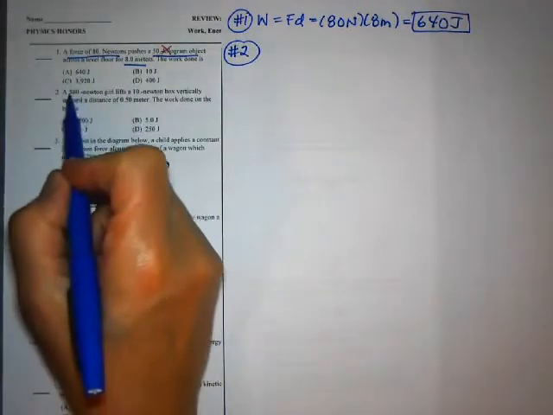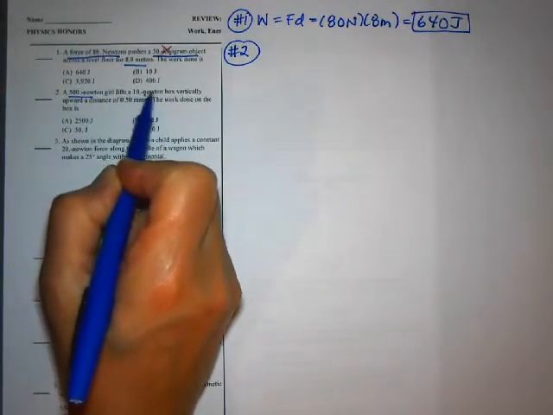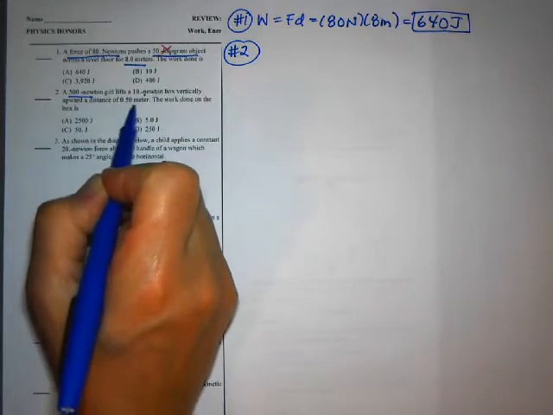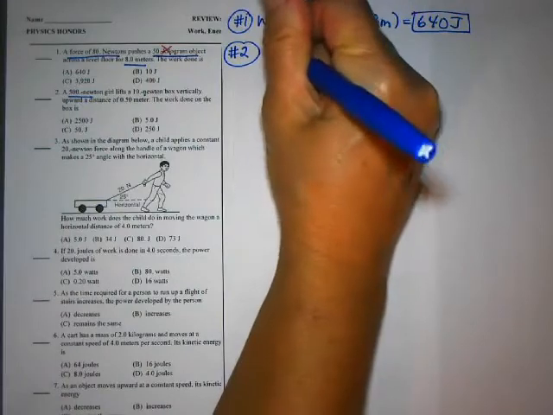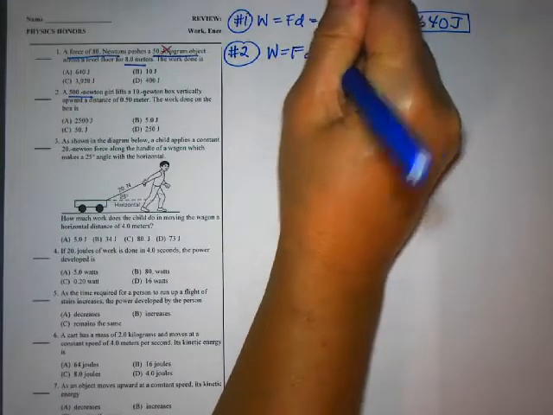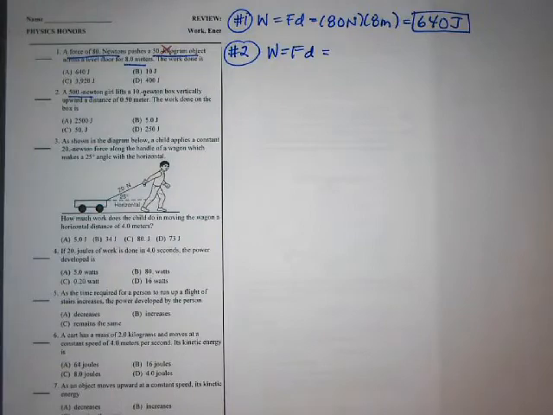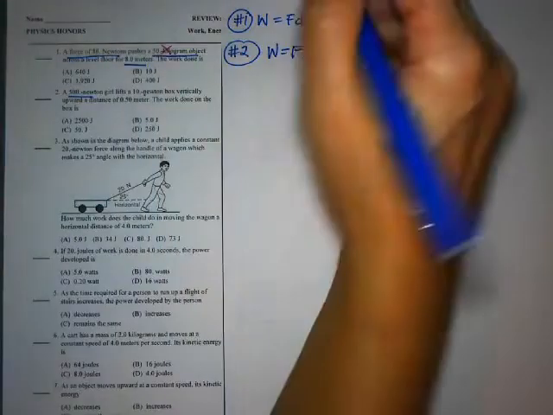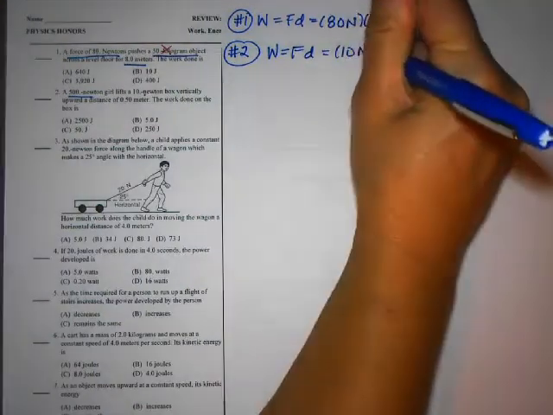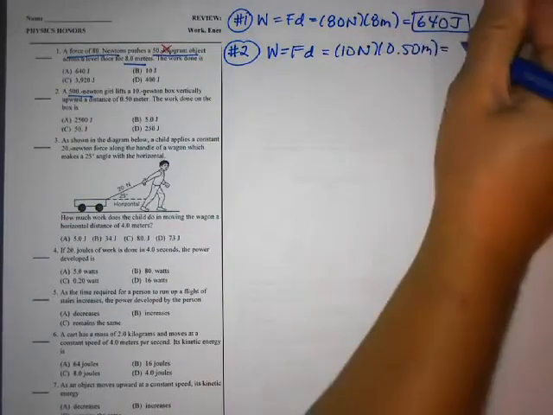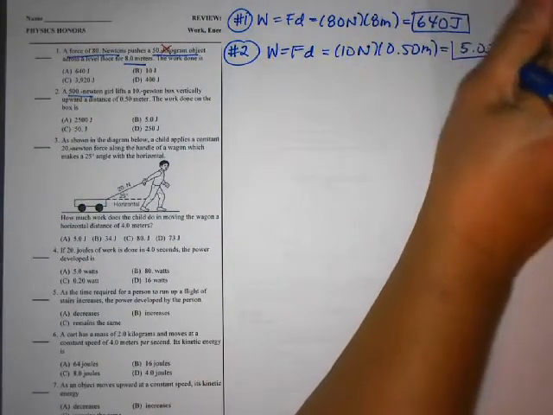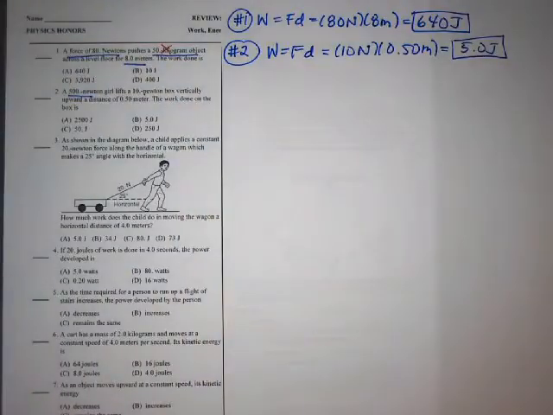It says a 500 Newton girl lifts a 10 Newton box vertically upward a distance of 0.5 meters. What's the work done? So again, we know that work is equal to FD. The only thing that's moving is the 10 Newton box, and it's moving vertically. So the weight of the box, 10 newtons times 0.50 meters is 5 joules. So the girl's mass is not being displaced.